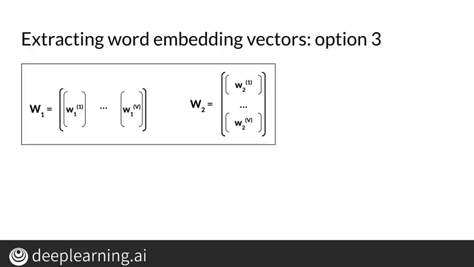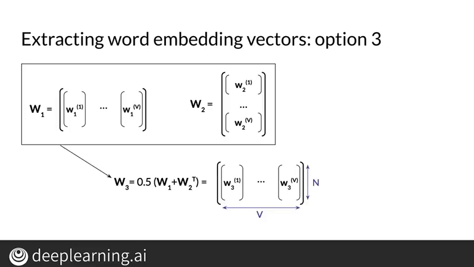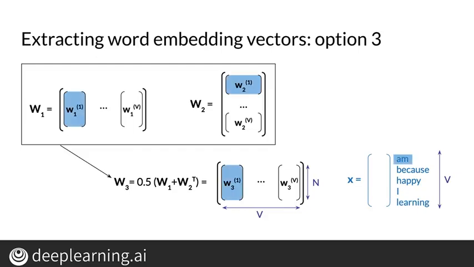The third and final option is to take the average of the two previous representations. So if you want word embedding column vectors, you would average W1 and the transpose of W2 to obtain W3, a new n by V matrix. You can then extract the word embedding vectors from each column of W3 as you did previously. So with our visual example, the word embedding for am would be the first column of W3, which would be the average of the values of the first column of W1 and of the first row of W2. In this week's assignment, you'll be averaging W1 transposed and W2 to extract the word embeddings as row vectors.